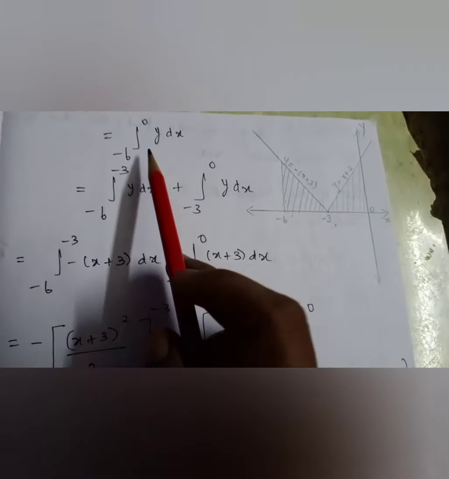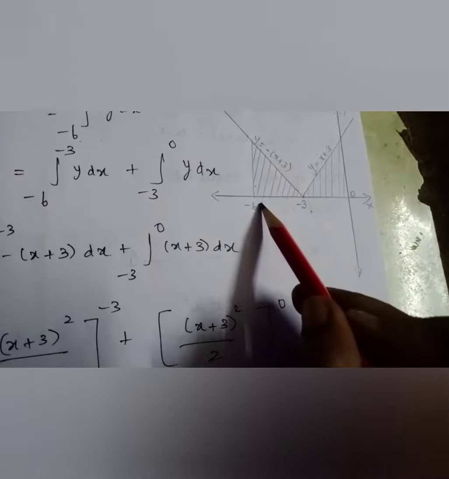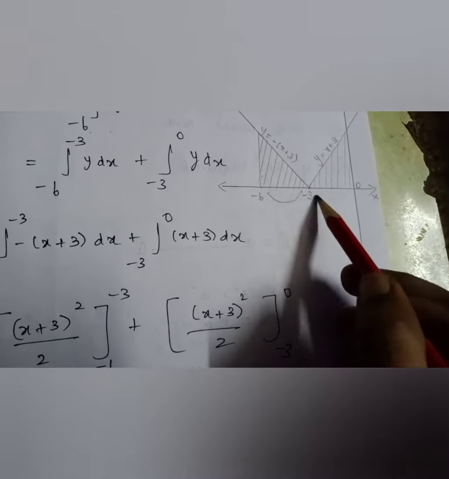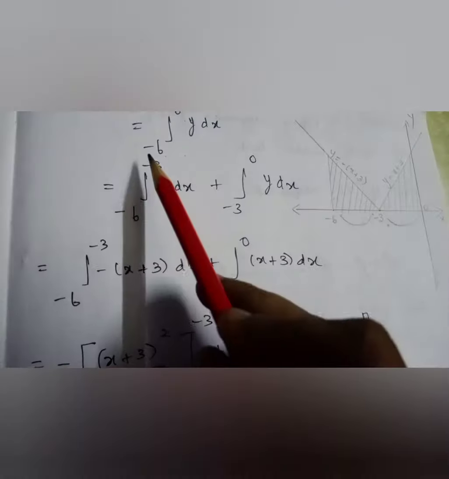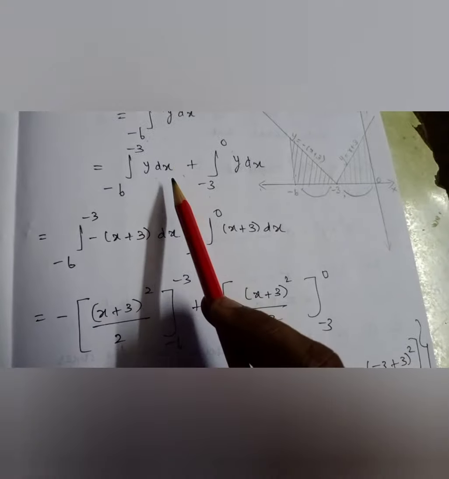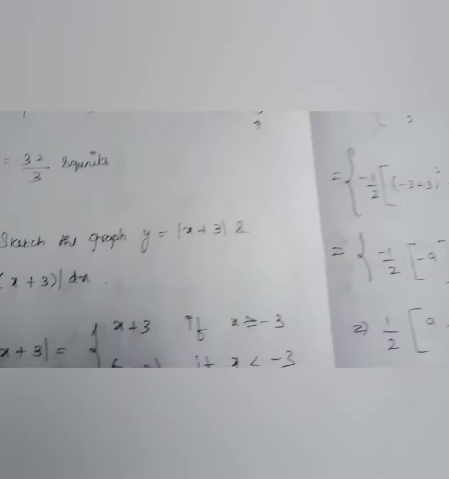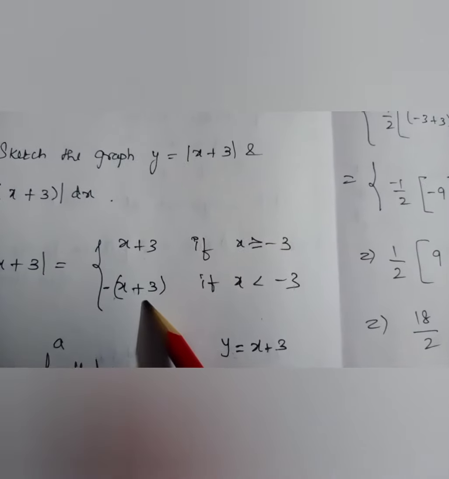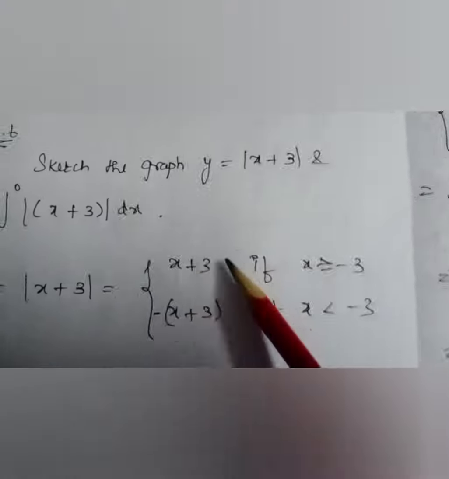So we will split the limits as minus 6 to 0. Okay, we will split this minus 6 to 0 as minus 6 to minus 3, and minus 3 to 0. So minus 6 to minus 3 y dx plus minus 3 to 0 y dx. Now minus 6 to minus 3 means it is getting to the lower part. Lower part means what is the definition? Minus of x plus 3. And if it is greater than minus 3, means minus 3 to 0, it is x plus 3.